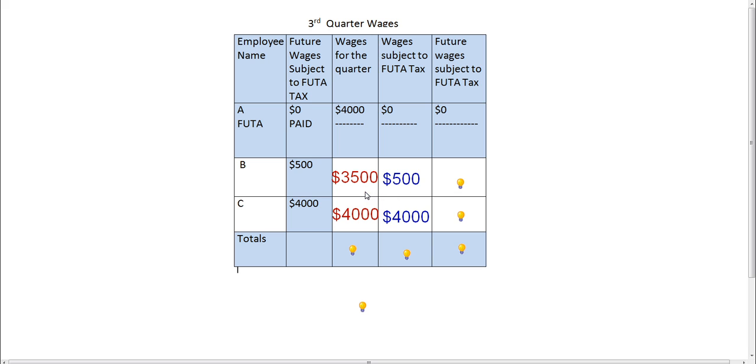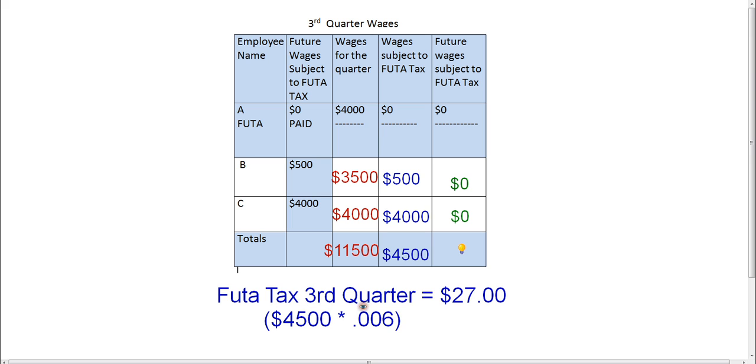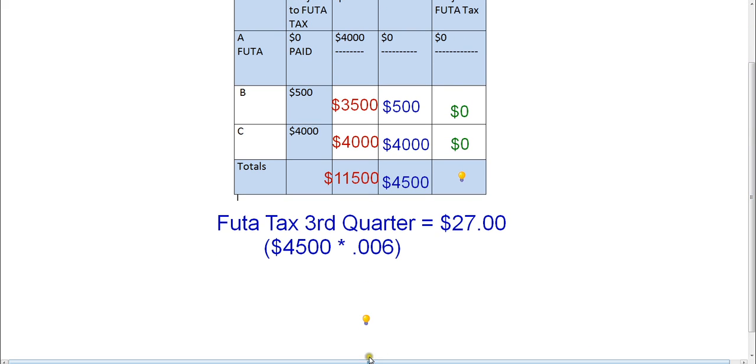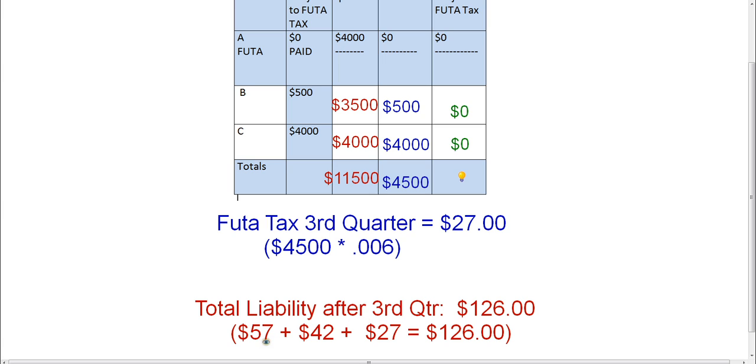Now, notice that I've met my requirements for all 3 employees. I don't owe any money in the future for FUTA tax on any of these employees because I've reached the $7,000 limit. So for the quarter, I've paid $11,500, but I'm only paying FUTA tax on $4,500 for employees B and C. And if I do $4,500 times the rate of 0.006, I owe $27. So $27 for FUTA tax for employees B and C. But I'm not done because I need to add that 27 to first and second quarter. So 57 plus 42 plus 27 is $126.